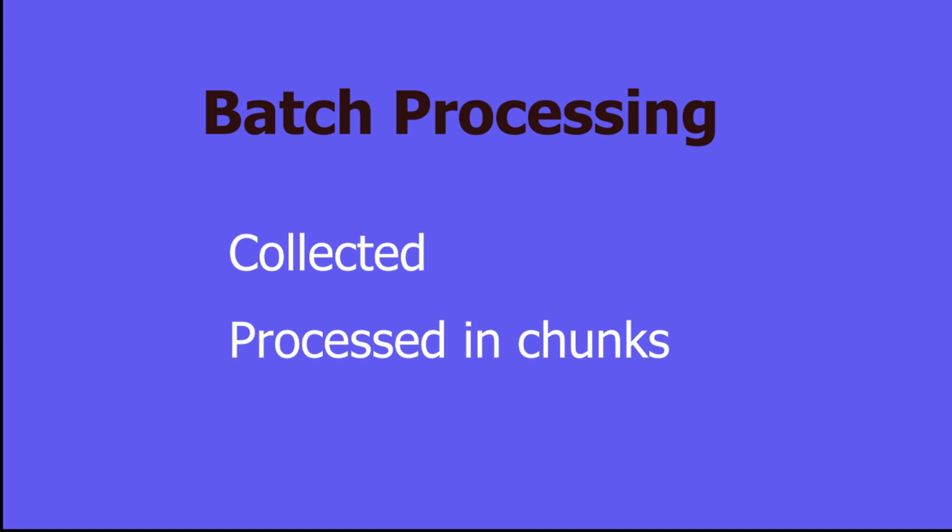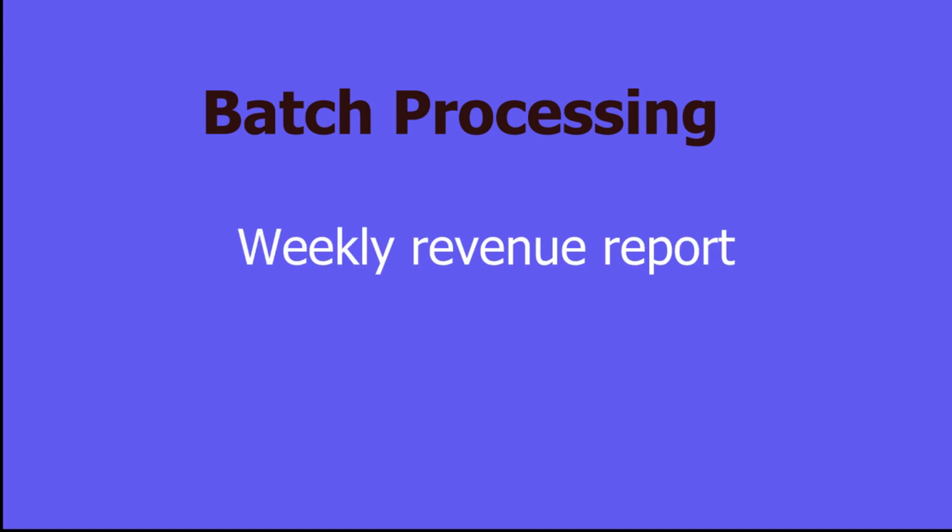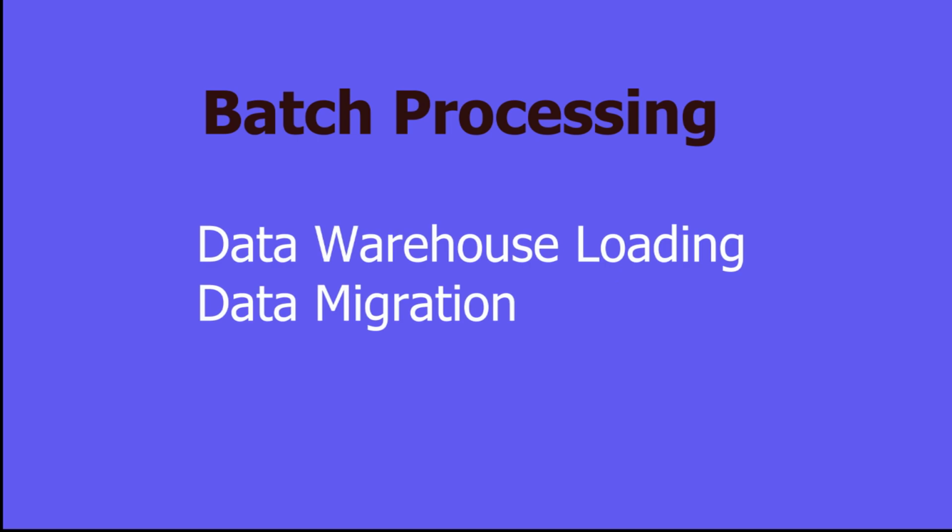We can take another scenario. In an e-commerce website, if we need to create a weekly report on revenues, basically we need a revenue report on each weekend. For this, we can create an ETL job which will collect data on each weekend from the database and then process that data to create a revenue report. So this is batch processing. There are also other scenarios where we can do batch processing, like data warehouse loading, data migration, etc.